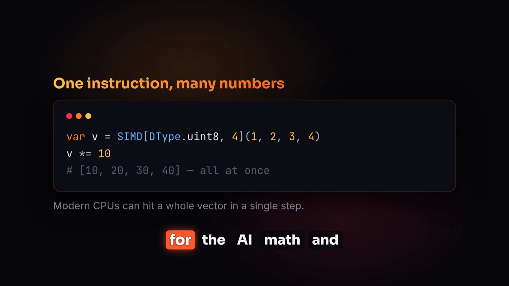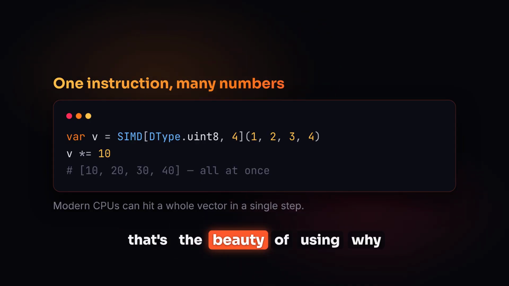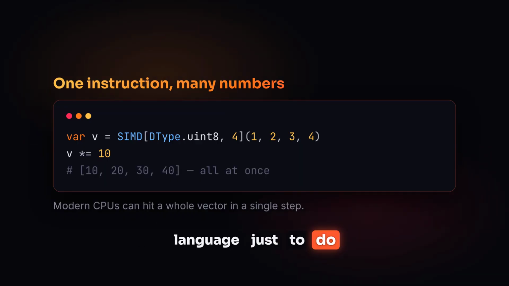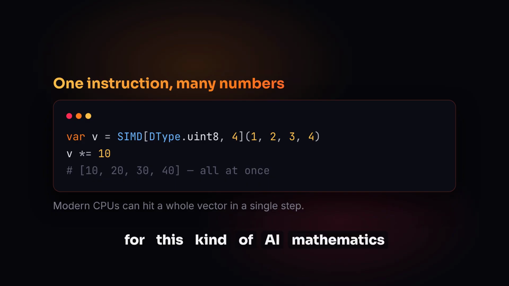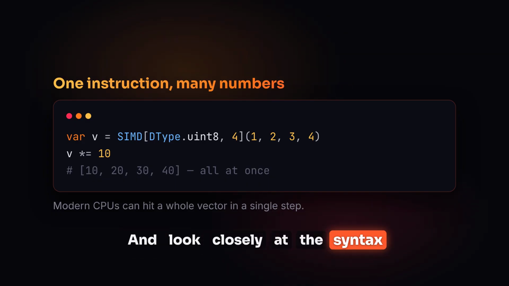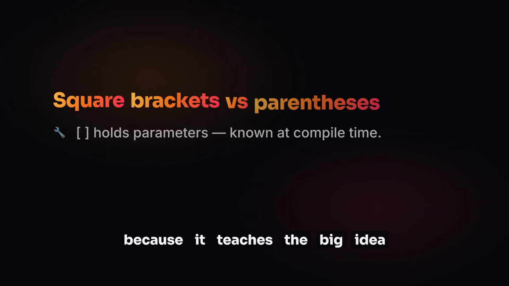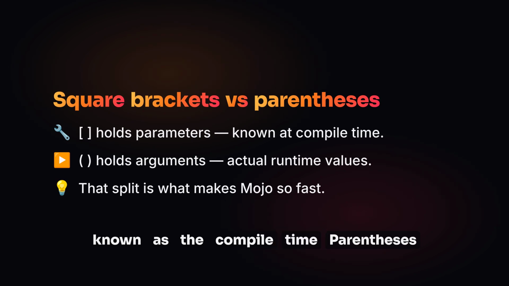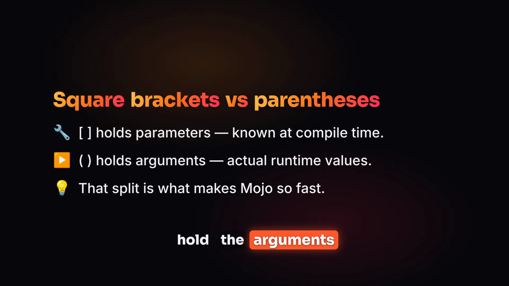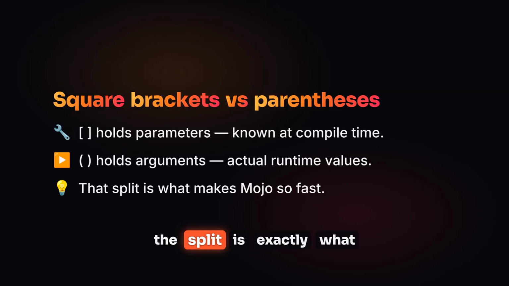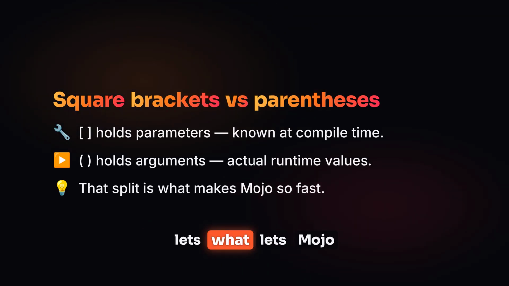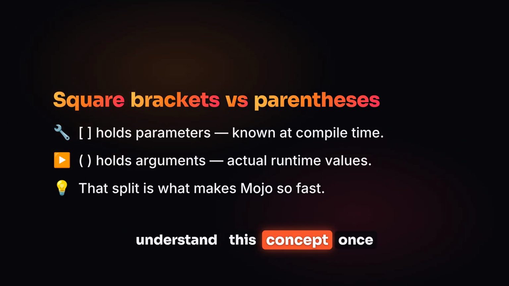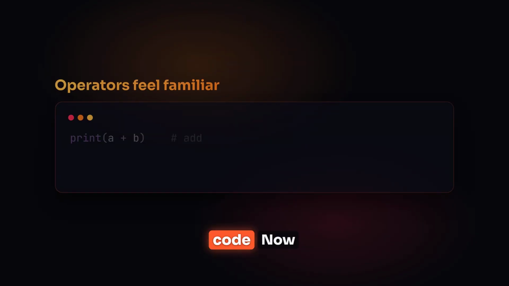That's the rocket fuel for AI math. And that's the beauty of why you want to use the Mojo language, for this kind of AI mathematics. And look closely at the syntax because it teaches the big idea. Square brackets hold the parameters, known at compile time. Parentheses hold the arguments, the runtime values, and that split is exactly what lets Mojo generate such fast code. You're going to understand this concept once you start writing more and more Mojo code.